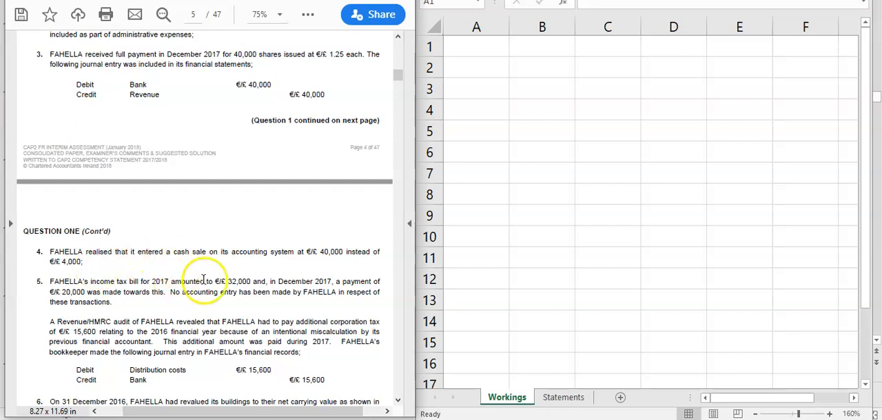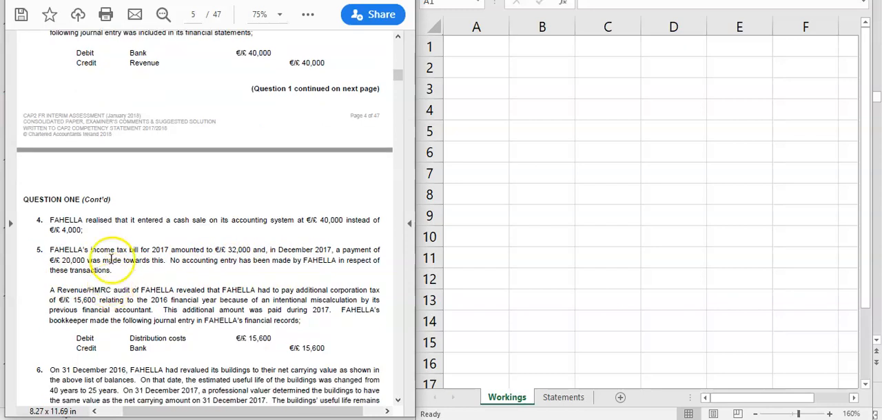Income tax bill for this year was 32, and at the end of this year, a payment of 20,000 was made towards this. No accounting entry has been made in respect of these transactions. Right, so we have to deal with that in terms of the tax bill. They also tell you that a revenue audit revealed that they had to pay additional tax of 15.6 related to last year because of an intentional miscalculation. The key word there is intentional. This was paid during 2017. Right. And the bookkeeper debited distribution costs, credit bank.